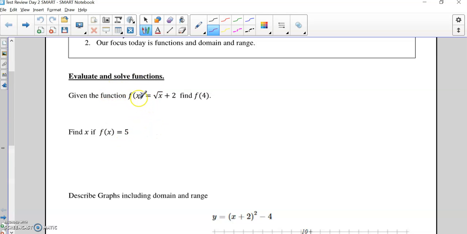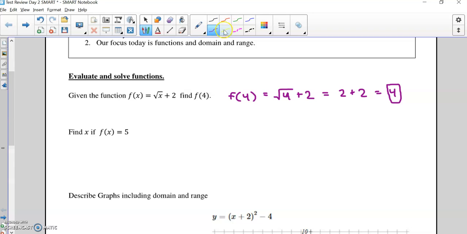So if I was given this function right over here and I was asked to find f of 4, remember finding f of anything is just plugging that number into your equation for x. Okay, and then I would just have to calculate this. So the square root of 4 we know is 2, and so 2 plus 2 equals 4. It is a coincidence that f of 4 ended up equaling 4. It's not always going to be the case, but in this case it was.